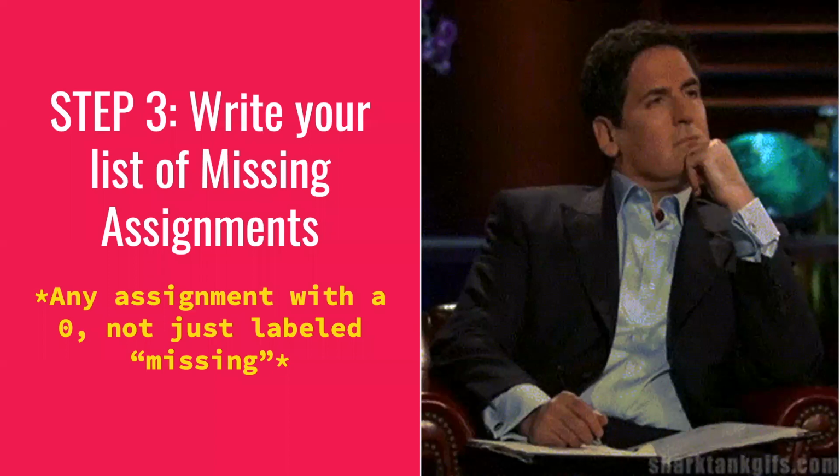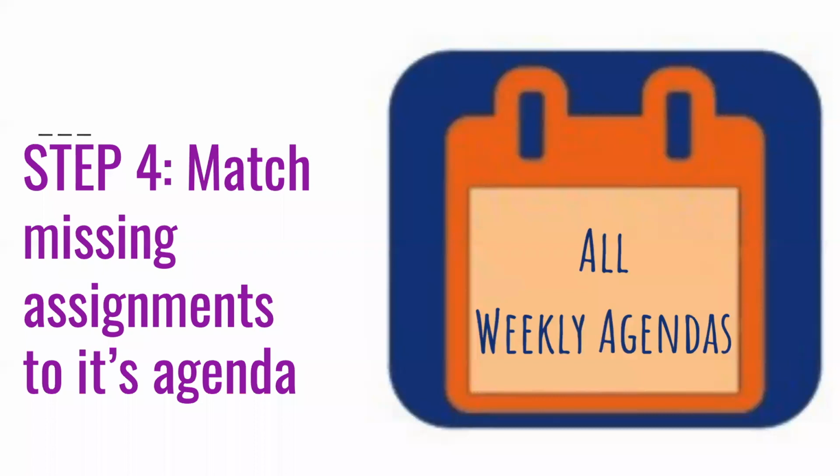All right, so again, step 3, write your list of missing assignments. Any assignment with a 0 can be missing, or it may be that you turned in an image, but on my end, it's just a white screen or a black screen, or it's a file type I can't open. So don't just look for the label missing, look for anything that has a 0 on it. Those are assignments that you need to focus on, and you need to see what you need to do to get those things fixed.